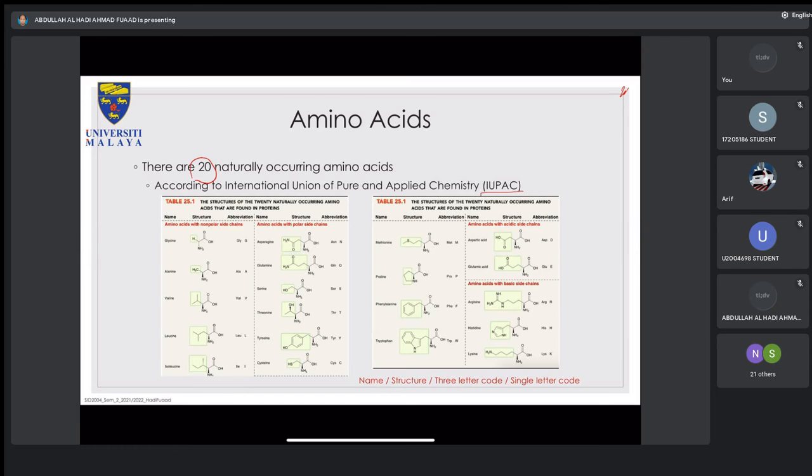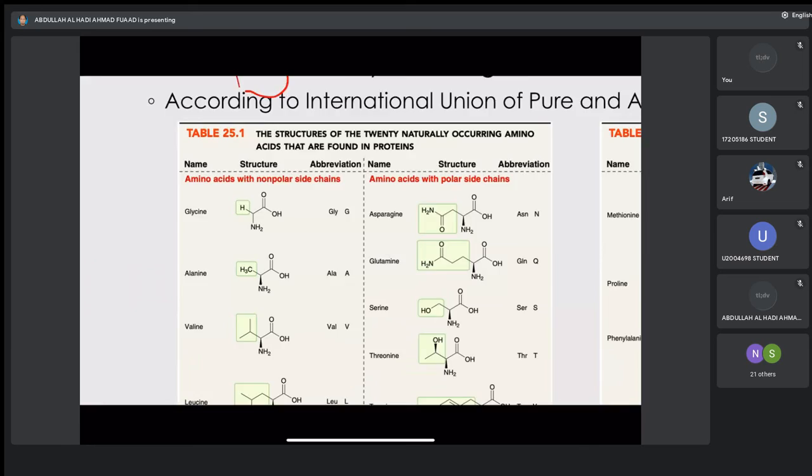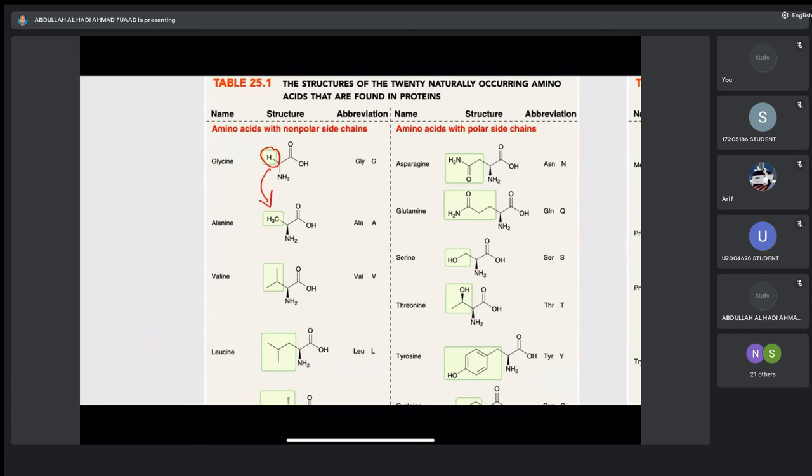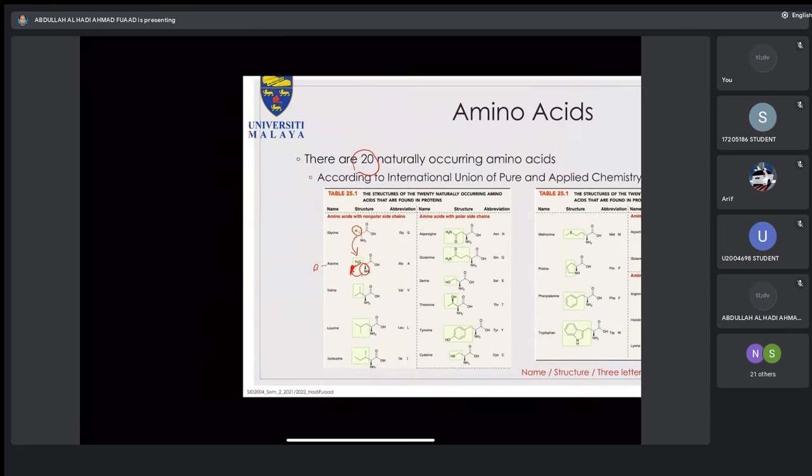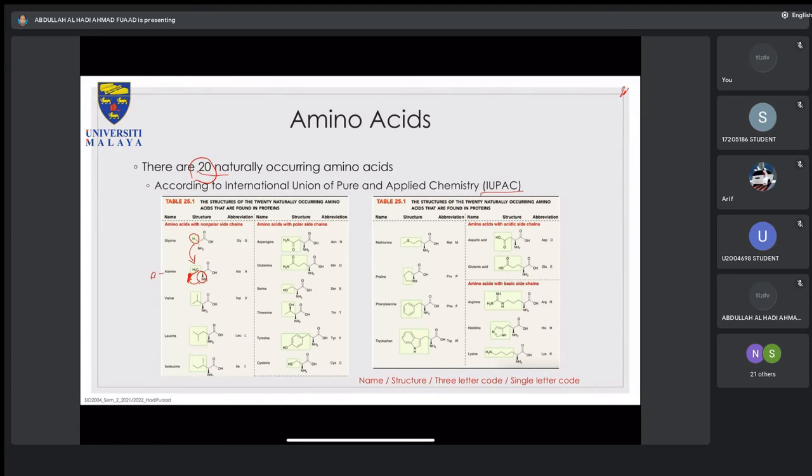As long as you synthesize whatever structure is there, say for example, glycine is like this, right? If you change that one to methyl, it becomes an alanine. But what if you change the position of the amine? It is still an amino acid, because by definition, an amino acid is any molecule that has an amino group and an acid group. If you change the position to this position over here, we then call it a beta alanine. It is still an alanine, but now it becomes a beta alanine. So there's a lot of variation, but only 20 naturally occurring amino acids are recognized by the IUPAC system.